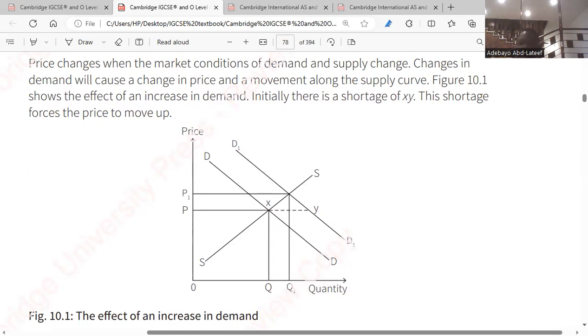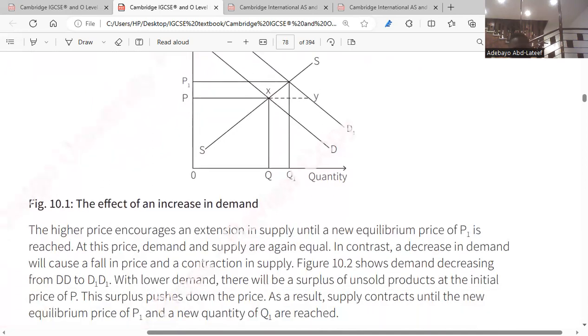So as soon as price increases from P to P1, the quantity demanded will expand from D to D1. Then firms will be willing to supply more, as the quantity will increase from Q to Q1. As a result of the shortage, price will rise from P to P1. As soon as price rises, firms will be willing to supply more. Then the quantity supplied in the market will increase from Q to Q1. Do you get it? Yes.